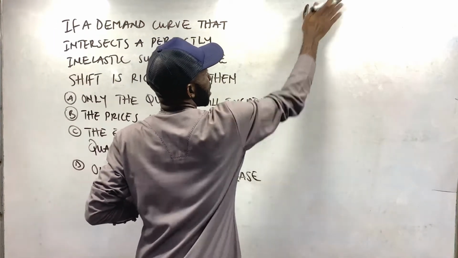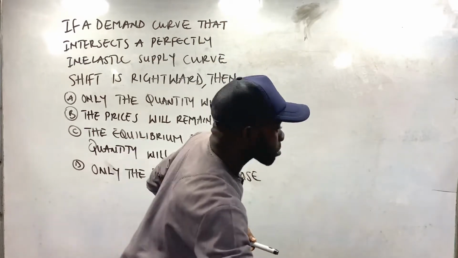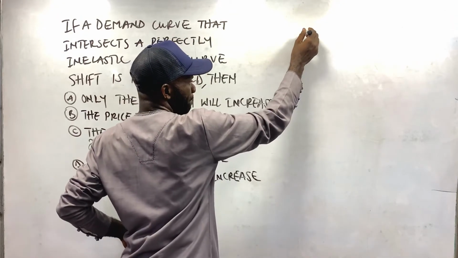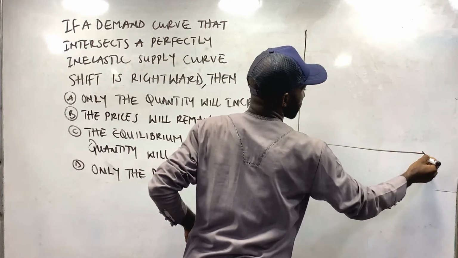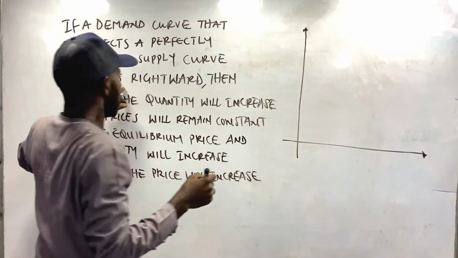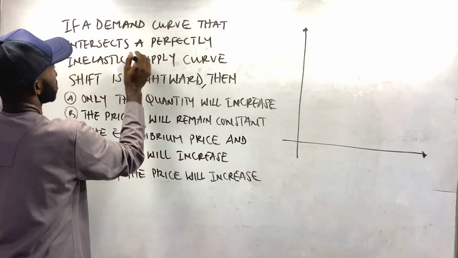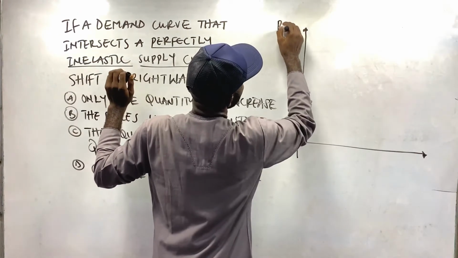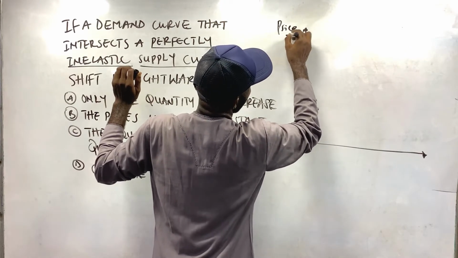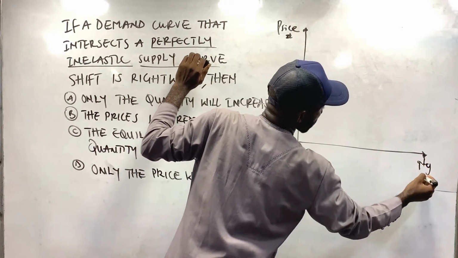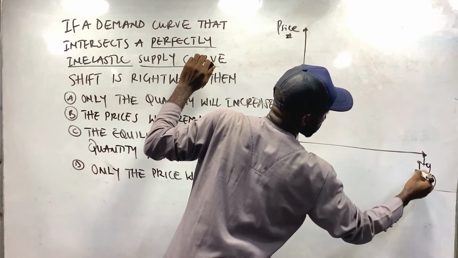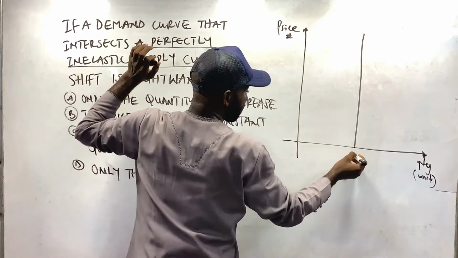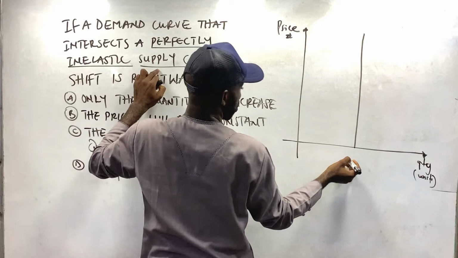we made mention of perfectly elastic supply against the demand curve. This examiner has lifted a point, perfectly inelastic supply curve. Let's establish that first. For our supply curve, please don't forget quantity in units and then price in there. Our supply curve has to start with a perfectly inelastic nature.